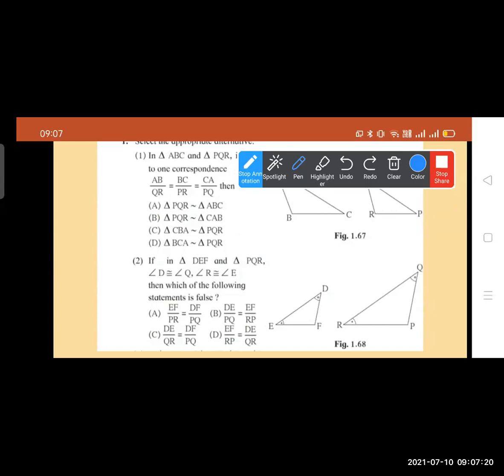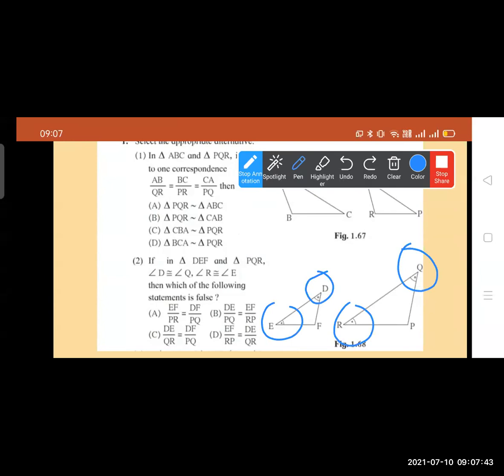If in triangle DEF and triangle PQR, angle D is congruent to angle Q and angle R is congruent to angle E. So see student, D is congruent to Q and R is congruent to E. So then which of the following statement is false?